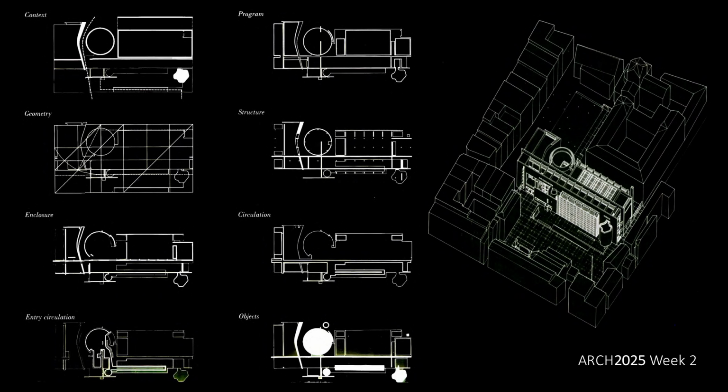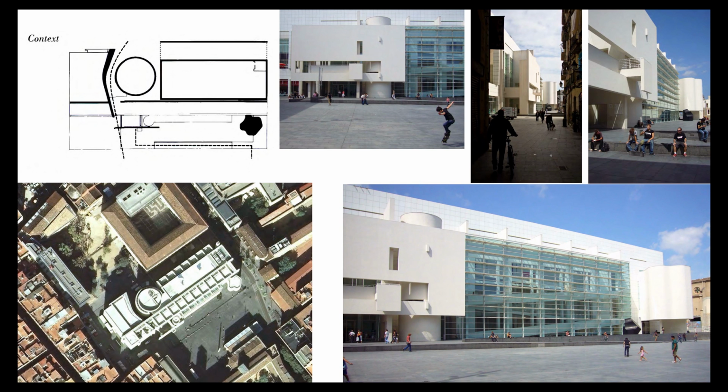Diagrams: context, program, geometry, structure, enclosure, circulation at 2 levels. Your house is on 2 levels. One is the main level with the entrance, the entry, and the other one is the upper level. And then objects, which is basically figured around form, space, relationship. Now, if you look at the building and you look at the diagrams, everything seems to make sense and they are quite obvious, as I said. Now, let's see what they mean in reality.